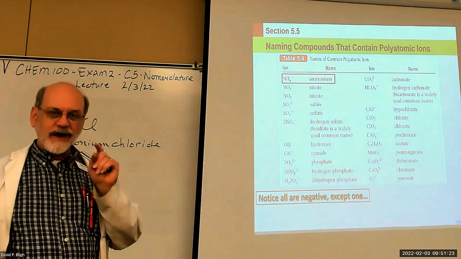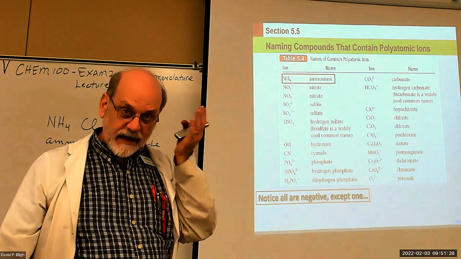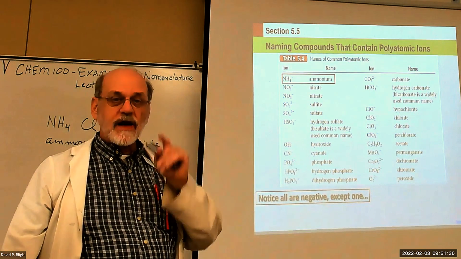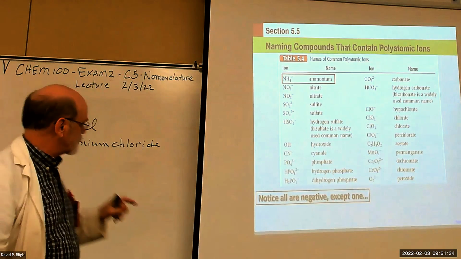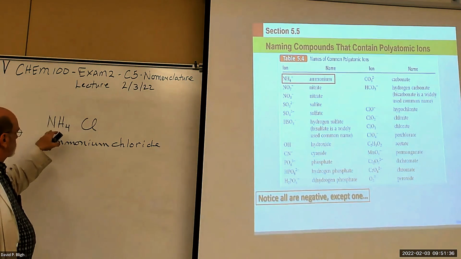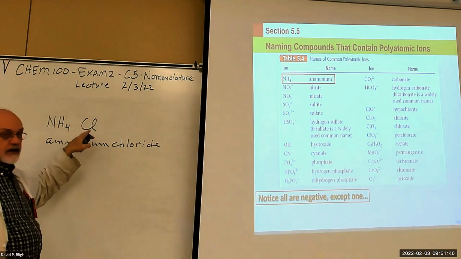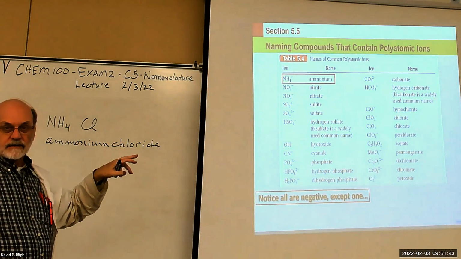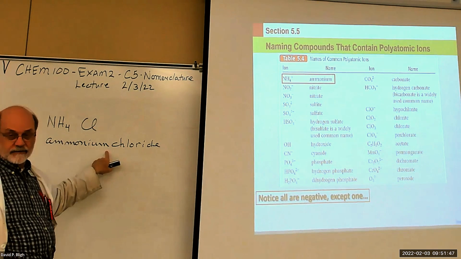It's important that you recognize. You may not have to memorize all of them because I give you that list, but you do have to recognize when you have a polyatomic ion. You can't just separate these out and name it by saying nitrogen, hydrogen, chloride. That won't do, because that's a polyatomic ion, and there's the name.